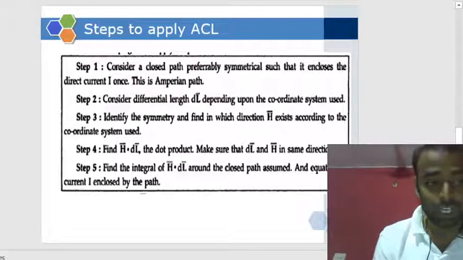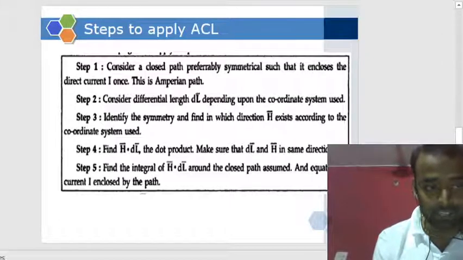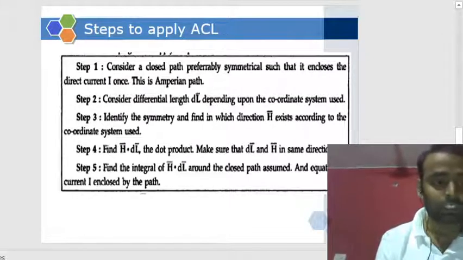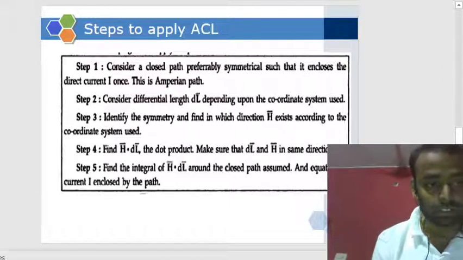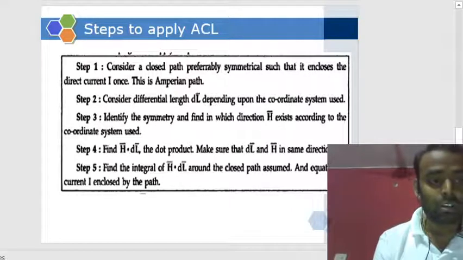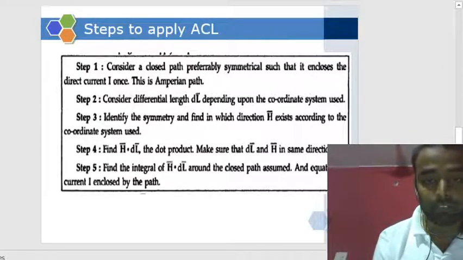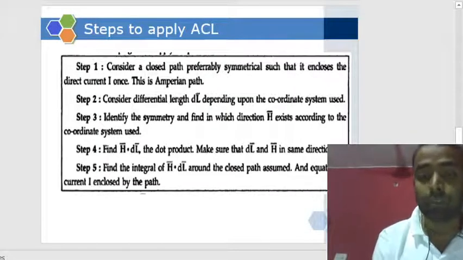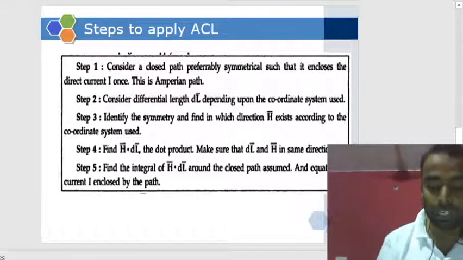Fine. So with this you can see that we had determined H and B by using the Biot-Savart law in a current carrying conductor. Similarly, we can do it from ACL also, Ampere circuital law also.